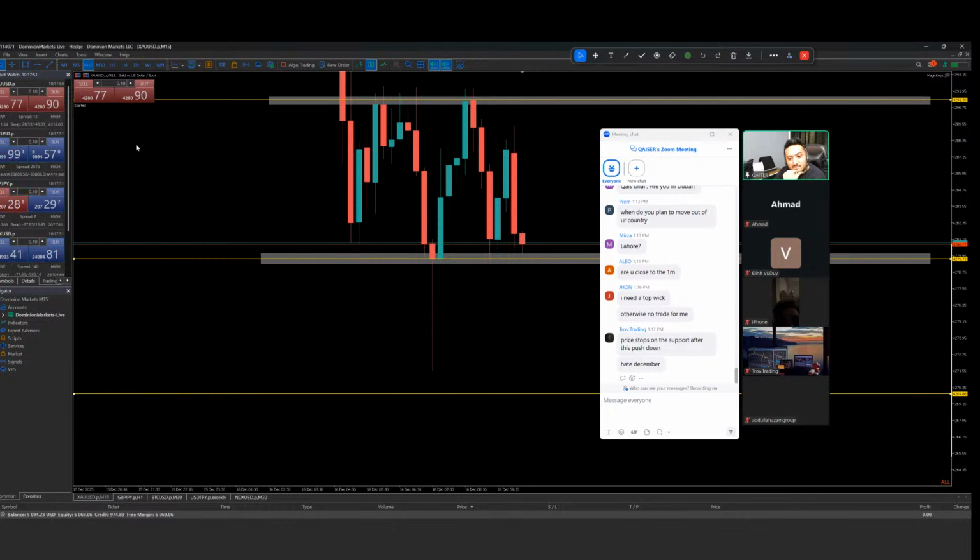Price stops on the support after this push. Hate December. Yeah, exactly. This is how December mostly reacts. It shows very strong momentum, strong volume in one single body, and then suddenly drops the volume. This is how December behaves most of the time. So it's pushing to the downside right now again, fighting with the volume right now.